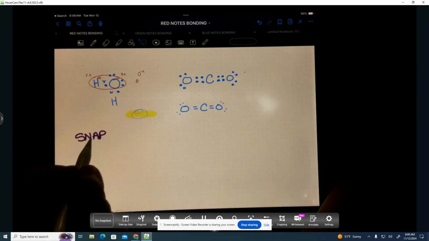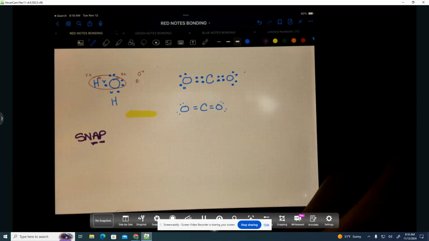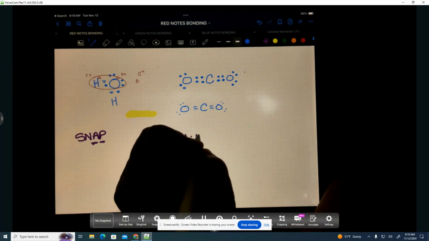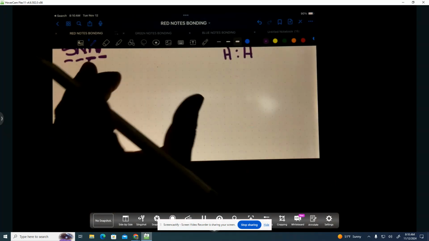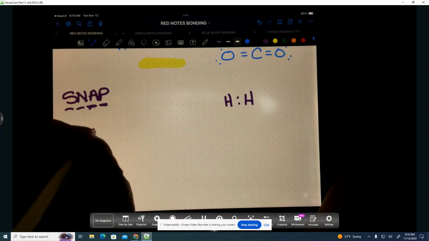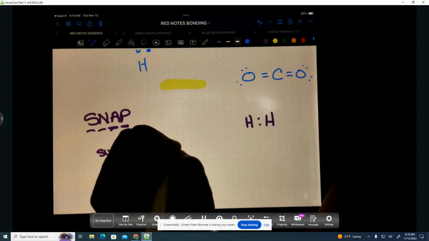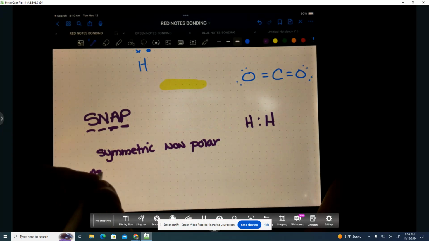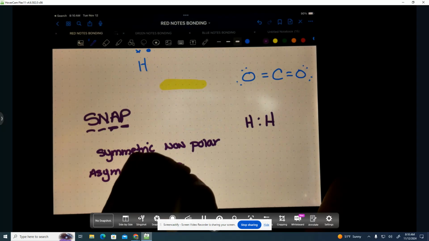Asymmetric. If it is asymmetric, that's the A in SNAP, then it is polar. If it is symmetric, like H going to H, symmetric, it is going to be nonpolar. So let's write that down. Symmetric is going to be nonpolar. Asymmetric is going to be polar.